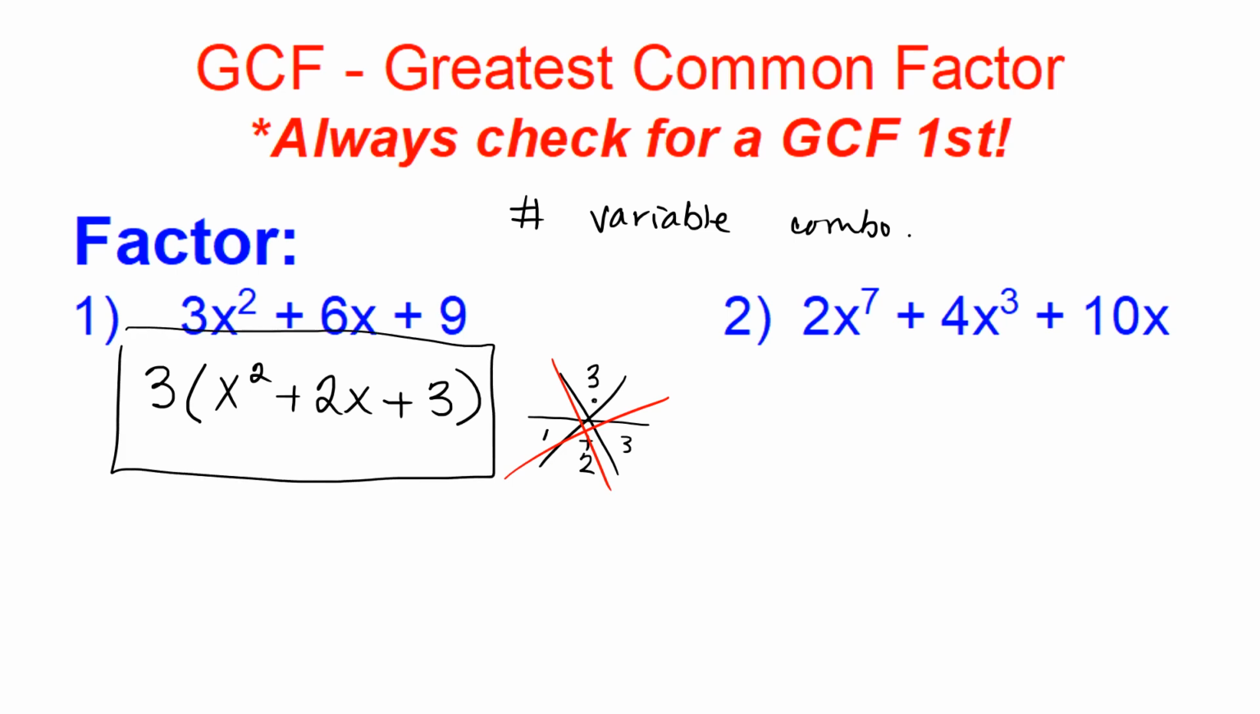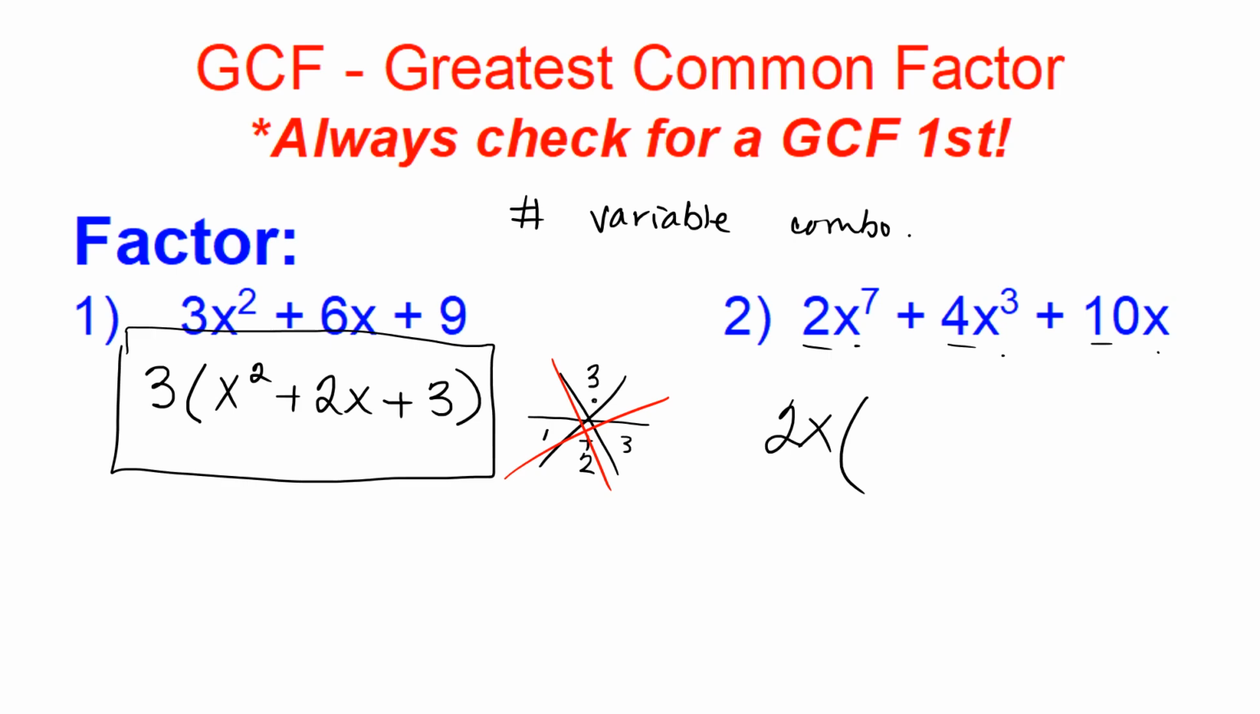I'm sure you recognized it, but I'm just going to chat through Example 2, 2x to the 7th plus 4x cubed plus 10x. You'll notice that each of the coefficients of your terms are divisible by 2, and each term has at least x to the first power. So your GCF is 2x. Remember, when you're dividing through or factoring out a variable, you're basically just subtracting the exponents. Divide your coefficients and subtract your exponents.